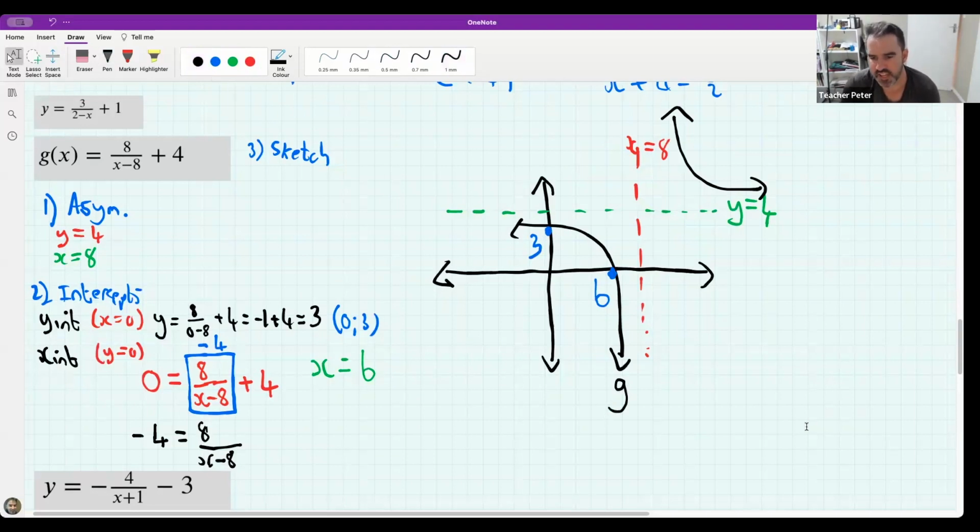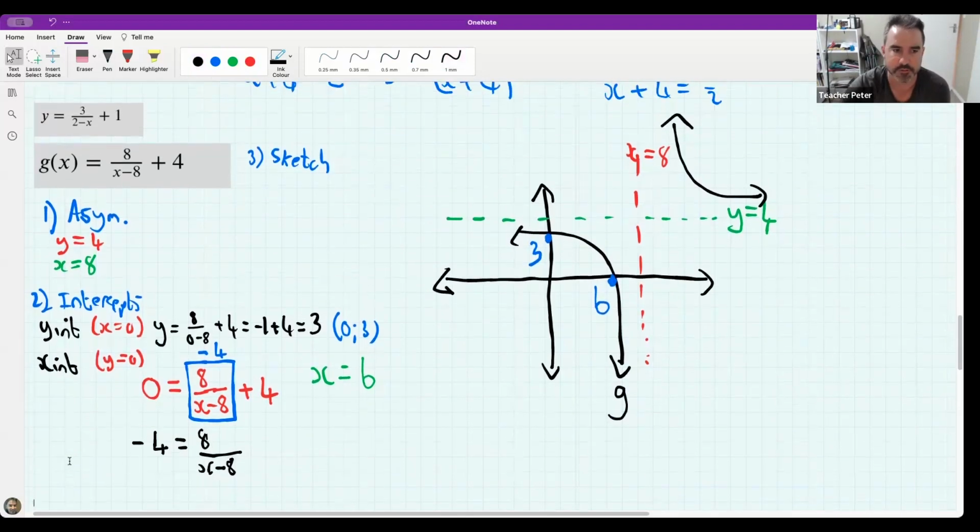Give me a score out of 10 for how well you've understood that. 10 is perfect, 0 is nothing, 5 is like you sort of get it, but you need some more practice. Give me a score out of 10. And then we're just going to do a very quick energy break and come back and do a couple of examples by yourself.